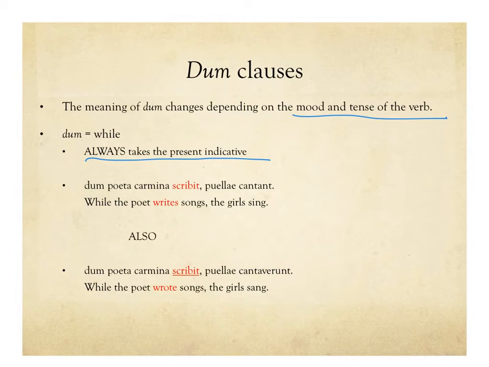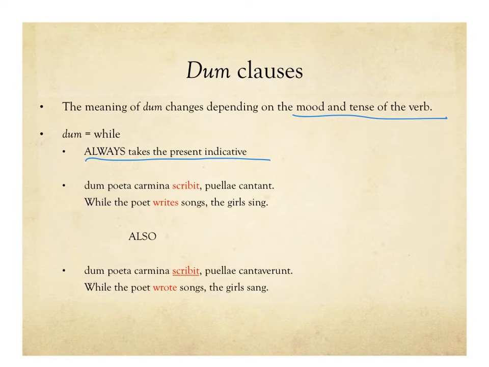In this sense, the present indicative kind of works like, to show same time as, in a sense. So let's look at the examples here. So, dum poeta carmina scribit, puellae cantant. While the poet writes songs, the girls sing. So these things are happening simultaneously, right?